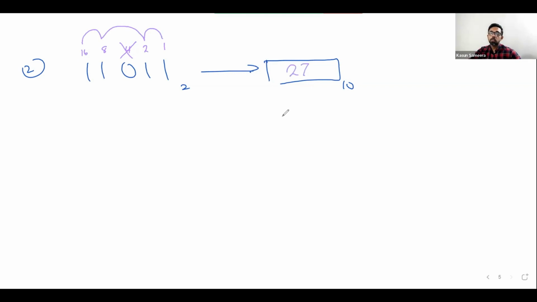One one zero one one, base 2. How to convert this one into base 10? Write the numbers starting from 1. 1 times 2 is 2. 2 times 2 is 4. 4 times 2 is 8. 8 times 2 is 16. Okay. Remove the number where the zeros are. There's only one zero, so remove number 4. Then add the rest of the numbers to get the answer. 16 plus 8 is 24. 24 plus 2, 26. 26 plus 1, 27. Easy. Right.